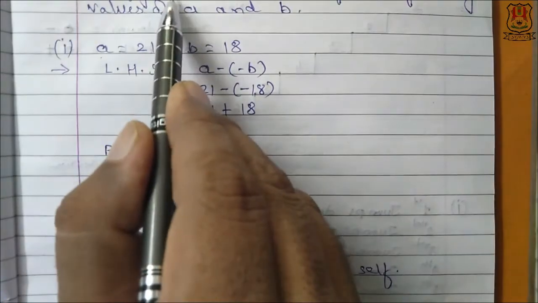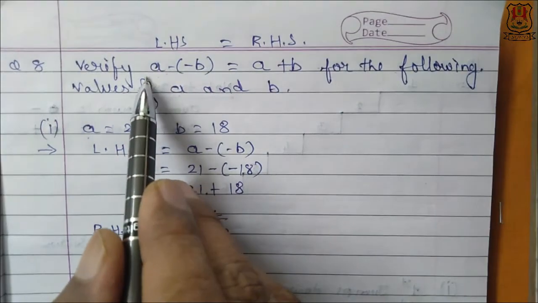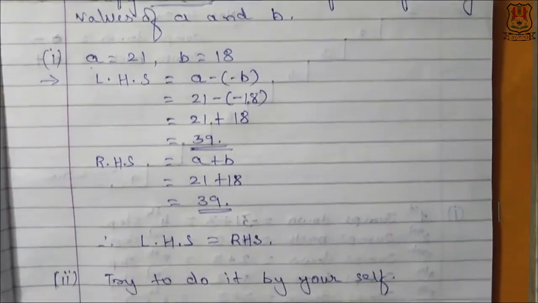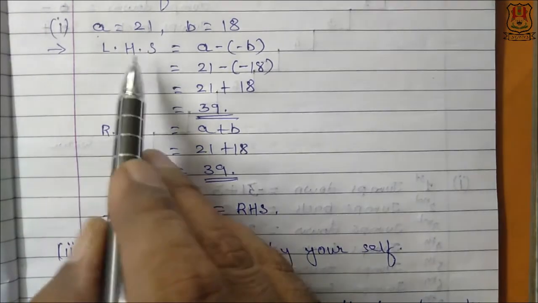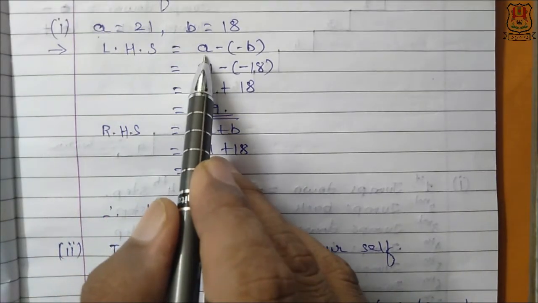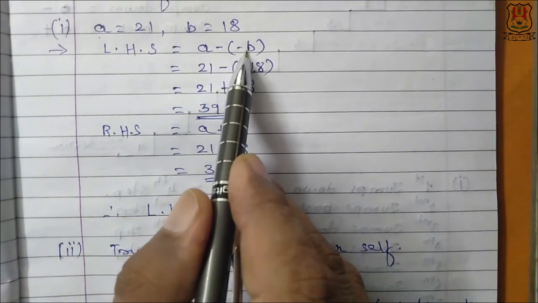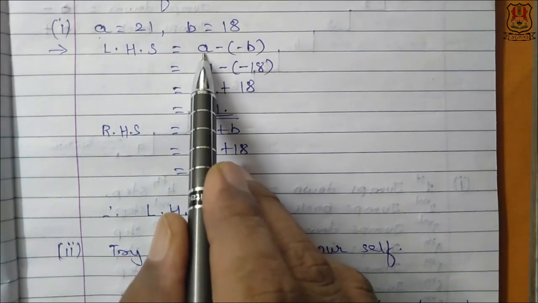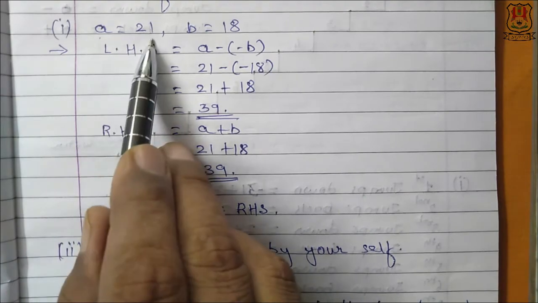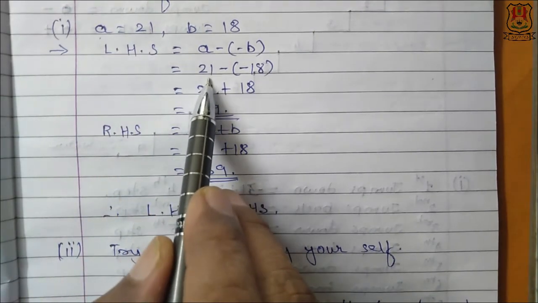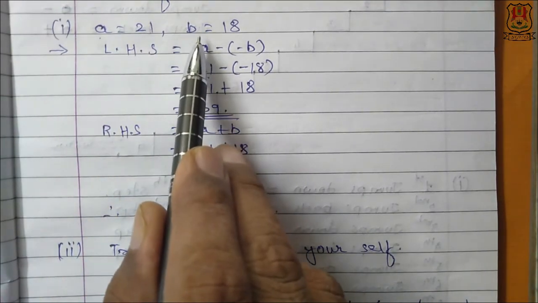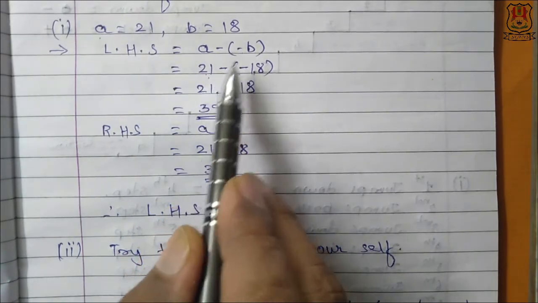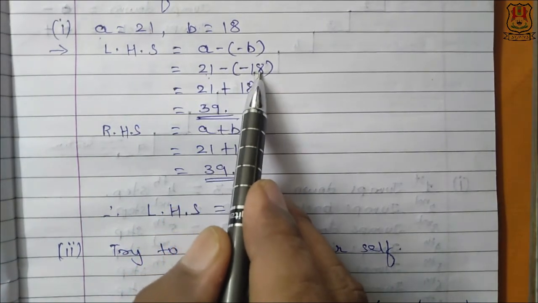So for the left hand side, let's solve this. Left hand side is equal to a minus into bracket minus b. So what is the value of a given to us? That is 21. So wherever there is a, we will write 21, and wherever there is b, we will write 18. So 21 minus into bracket minus 18.